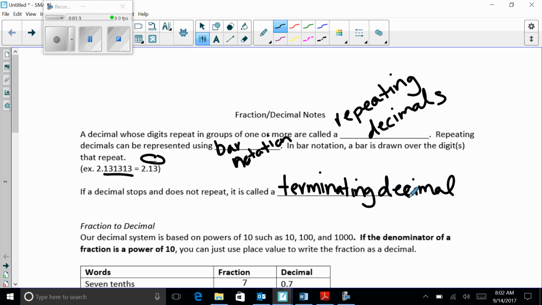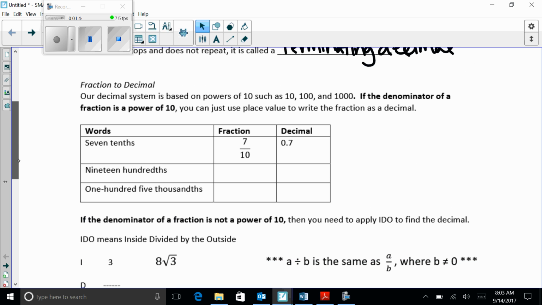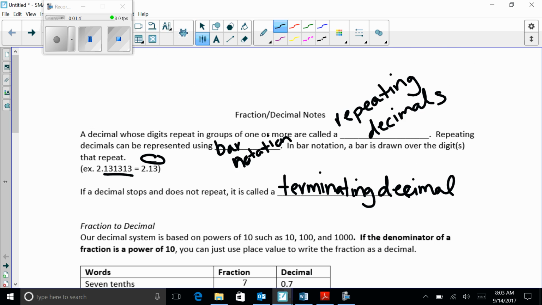Okay, so now let's get busy and actually start converting some of these. Let's start converting some of our fractions and decimals and vice versa.